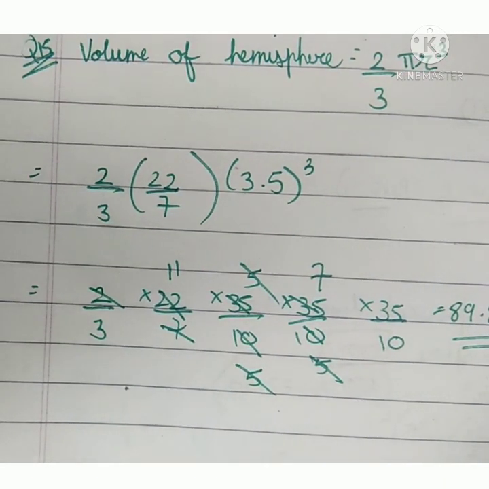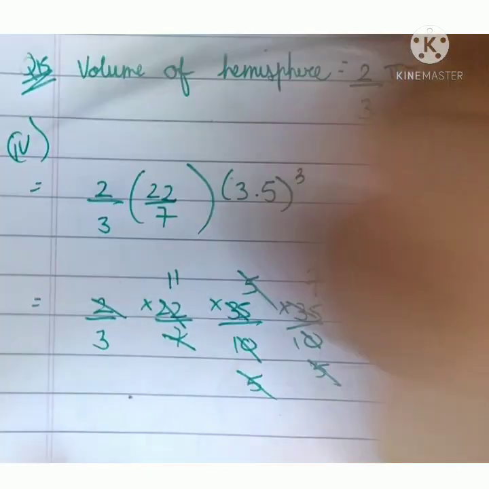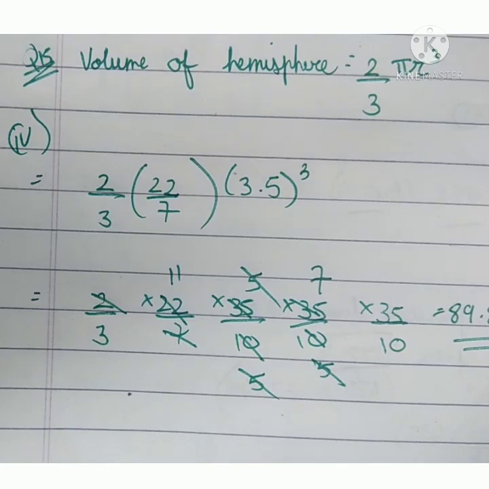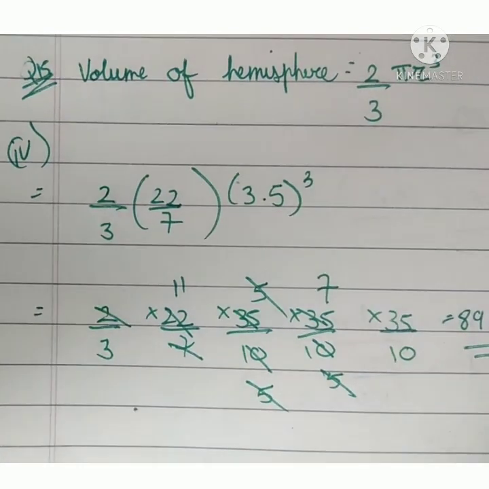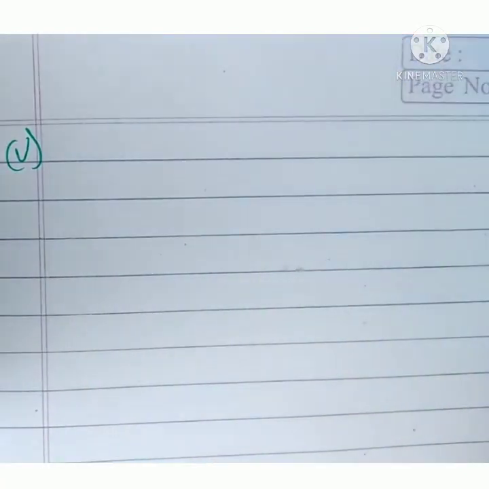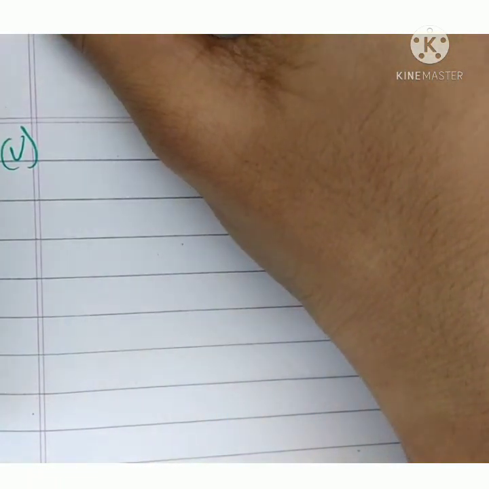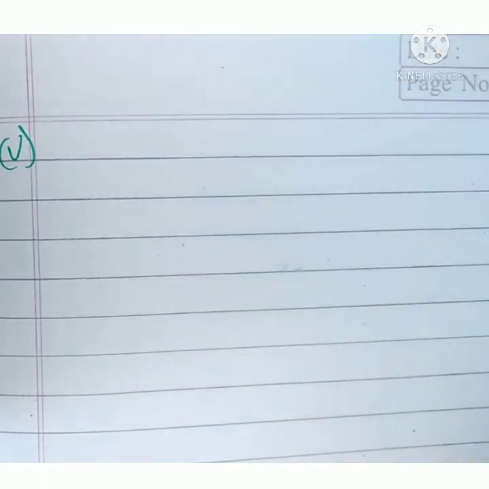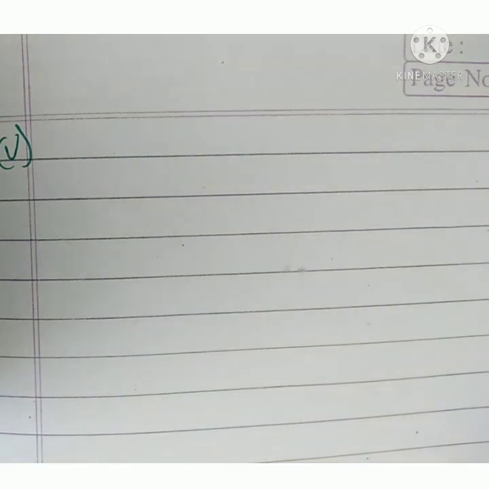What does the next question say? It was part number 4 right now. Next question is question number 5. It says: what is the ratio of the sum of volumes of two hemispheres of radius 1 centimeter each to the volume of a sphere of radius 2 centimeters.